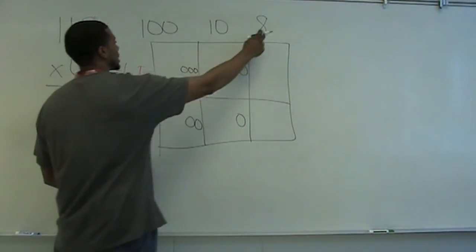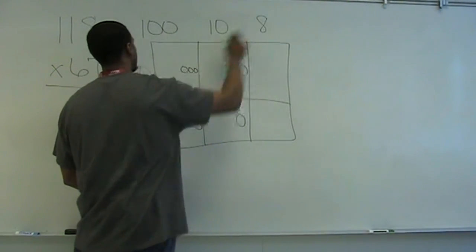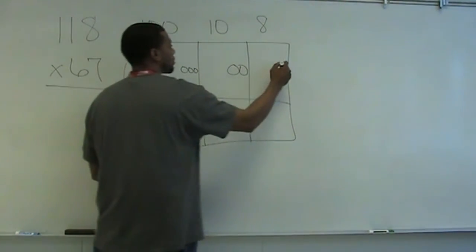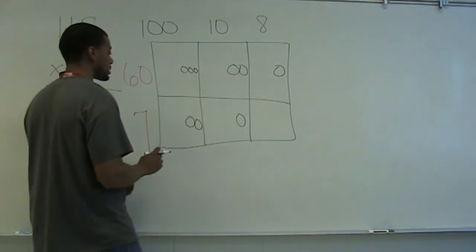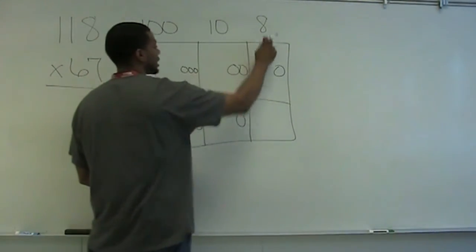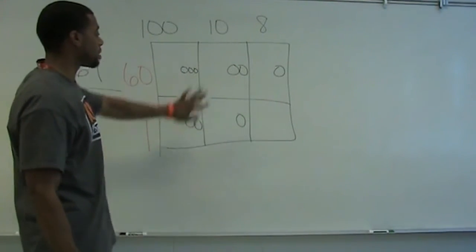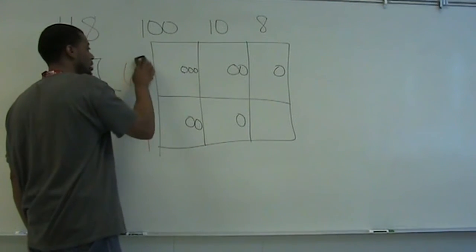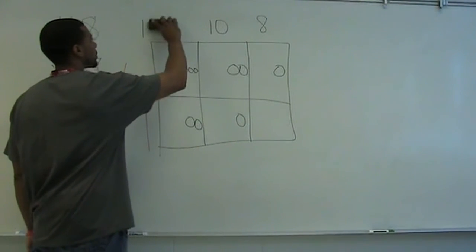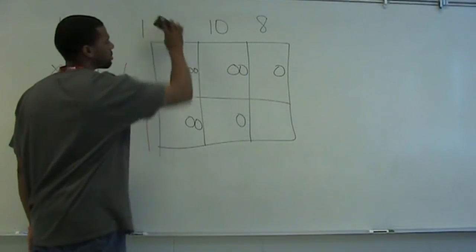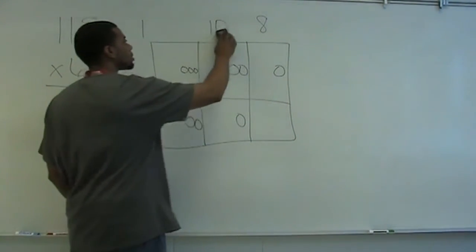And then 60 times 8. No zeros here. I have 1 zero here. I put my 1 zero inside of my box. And then this is 7 times 8. There are not any zeros present. Now that I have all of my zeros inside of my box, I can erase them from the outside of my area model. Or if you're using paper or pencil, just scratch them out.